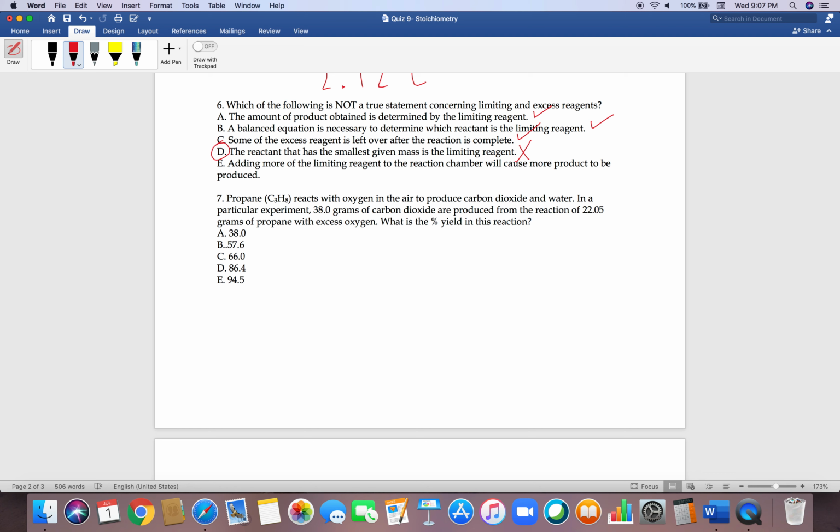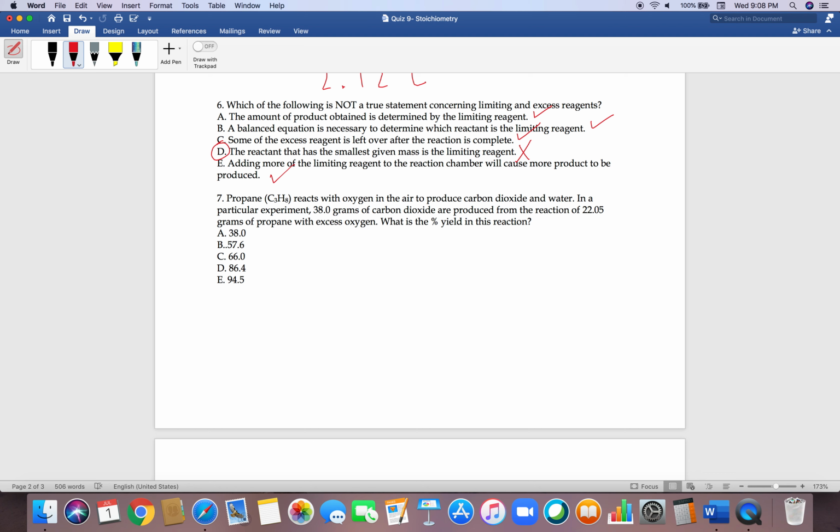But let's just look at letter E. Adding more of the limiting reagent to the reaction chamber will cause more product to be produced, and that is true. So the reactant that has the smallest given mass is not necessarily the limiting reactant. It could be, definitely could be, but it definitely could not. So you cannot make that as a rule of thumb. So that's why D here would be incorrect.